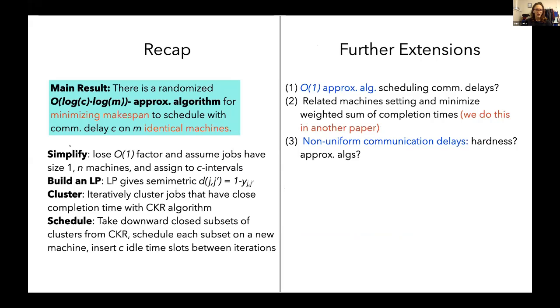So again, at a high level, we got a log C log m approximation algorithm. All we really did here was simplify and reduce to some easier inputs, then build an LP where we were able to get this semi-metric on the set of jobs. We clustered iteratively with that clustering algorithm. And then to actually schedule, we just took downward closed subsets of the clusters, scheduling them all on their own machine. There are some further questions over here. Otherwise, thanks for listening.